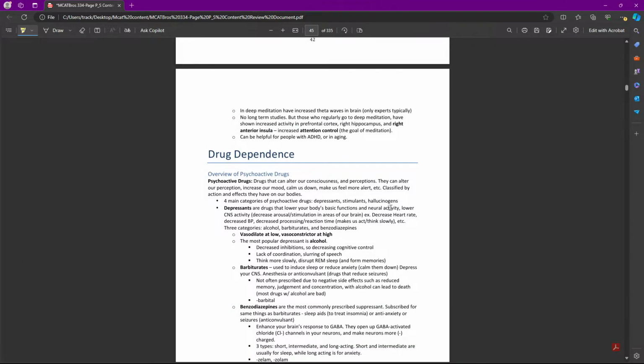Drug dependence. It's overall psychoactive drugs we're going to start with. We did talk about this in my abnormal class. Psychoactive drugs are drugs that can alter our consciousness and perceptions. They can alter our perception, increase our mood, calm us down, make us feel more alert. And they're classified by the actions that they have on our body. There are 4 main types that we should know.